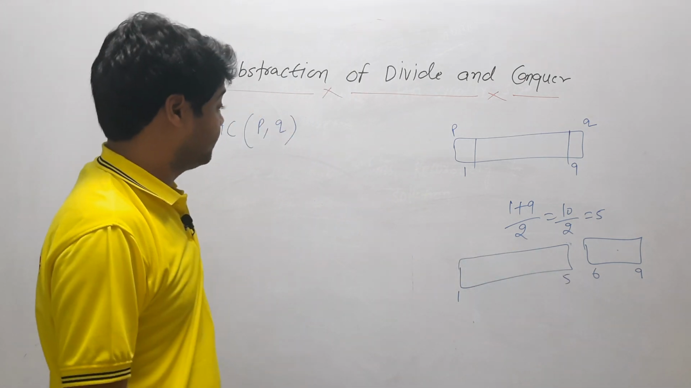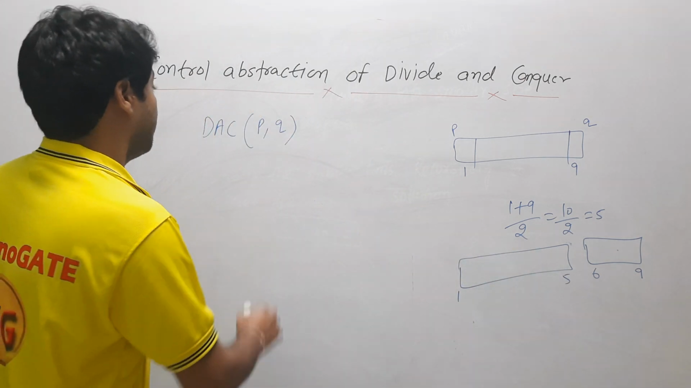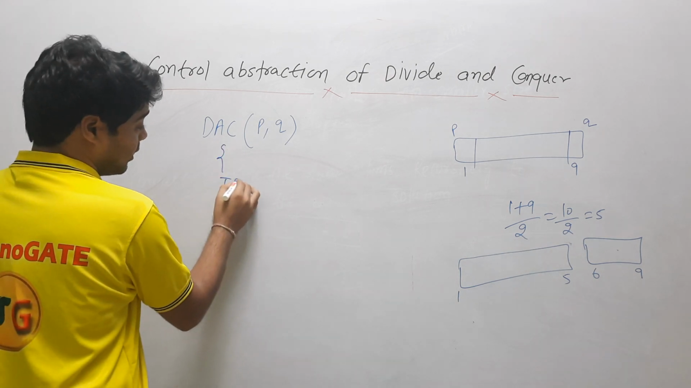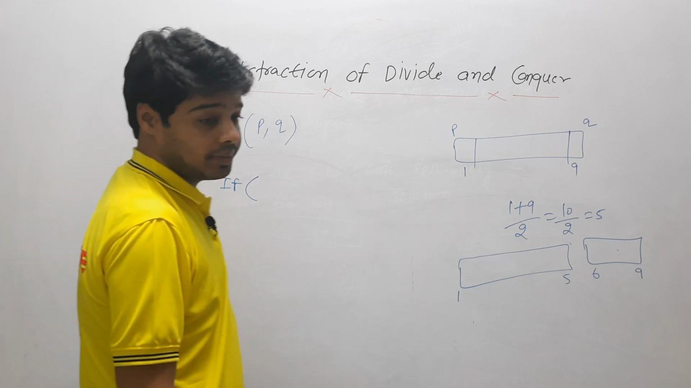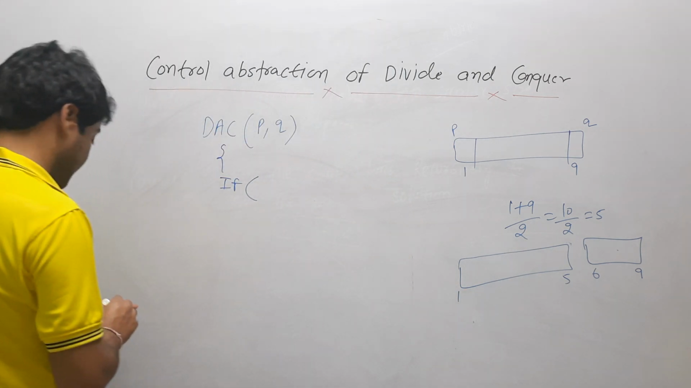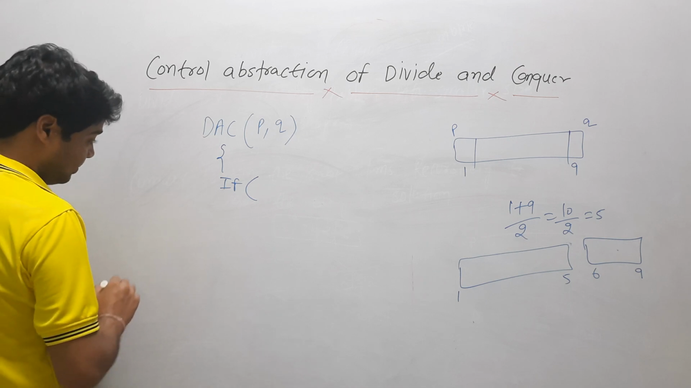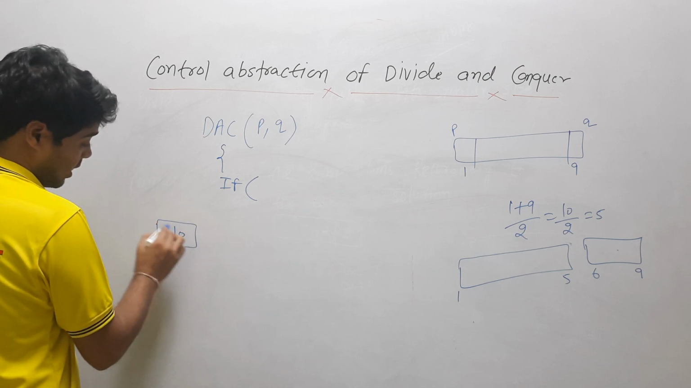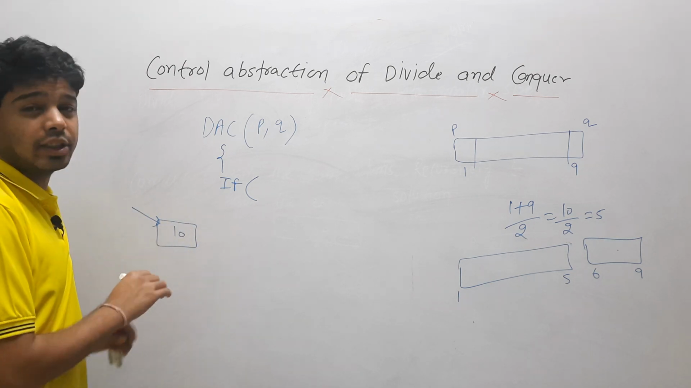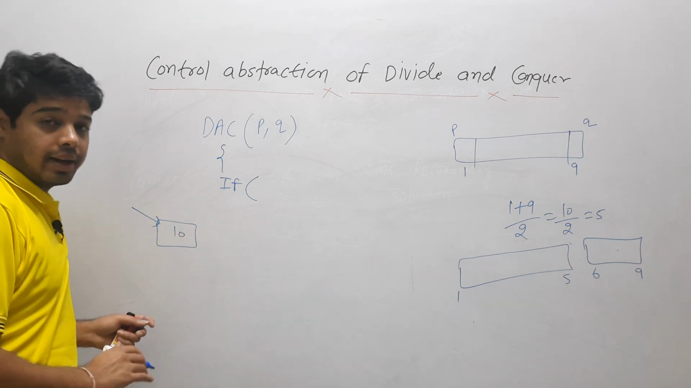Okay, this one. So let's see here. P comma Q here. If the problem is small, only one element is there. Suppose there is only one element, like 10, and I am asked to sort this array. It's already sorted. It's a small problem. So return only 10 here.